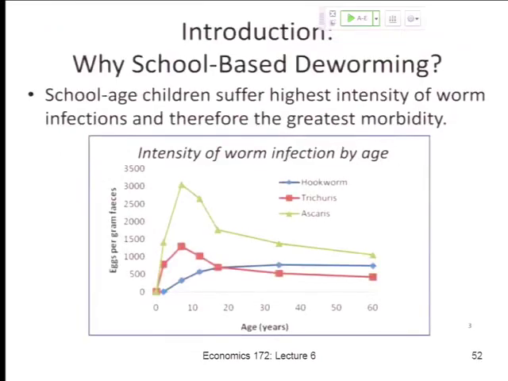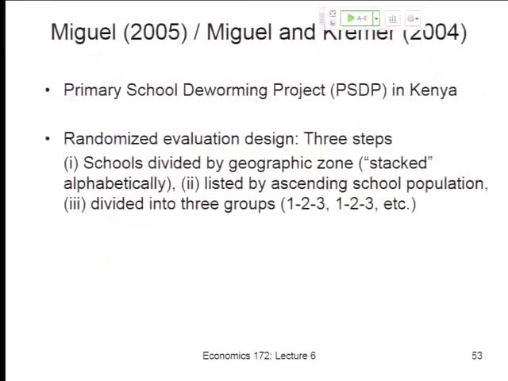And this is just going back to, again, the rationale for treating kids. You can see, for hookworm it's a little bit flatter, but for both roundworm and whipworm, Ascaris and Trichuris, these are basically peaking at around age 8 or 10, school-age kids, and then kind of going back down. Hookworm has a little bit of a flatter profile. But clearly school-age kids are very important, and that's the density of eggs per gram of feces, and that's just so nasty. Okay, how was this project evaluated?